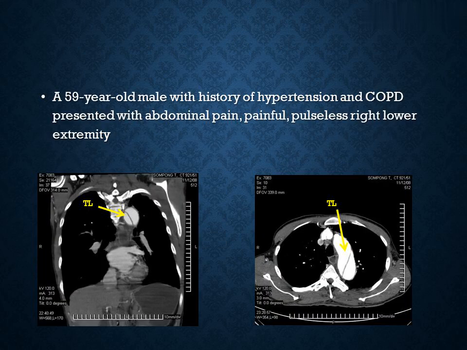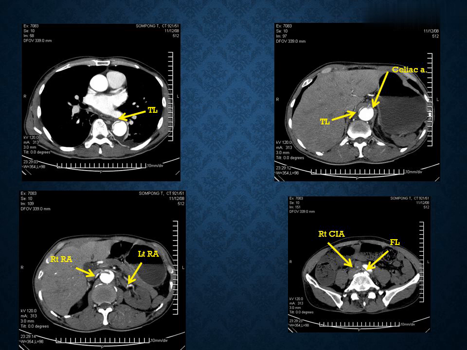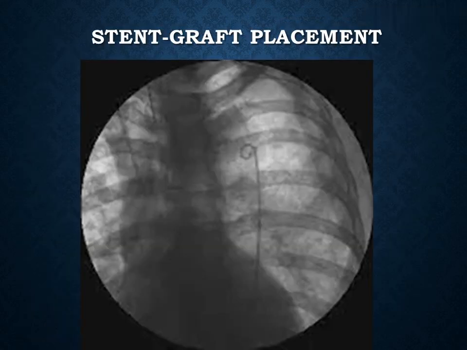A 59-year-old male with a history of hypertension and COPD presented with abdominal pain and a painful, pulseless right lower extremity. Celiac artery. Right common iliac artery. False lumen. Left renal artery. Right renal artery. Stent graft placement.